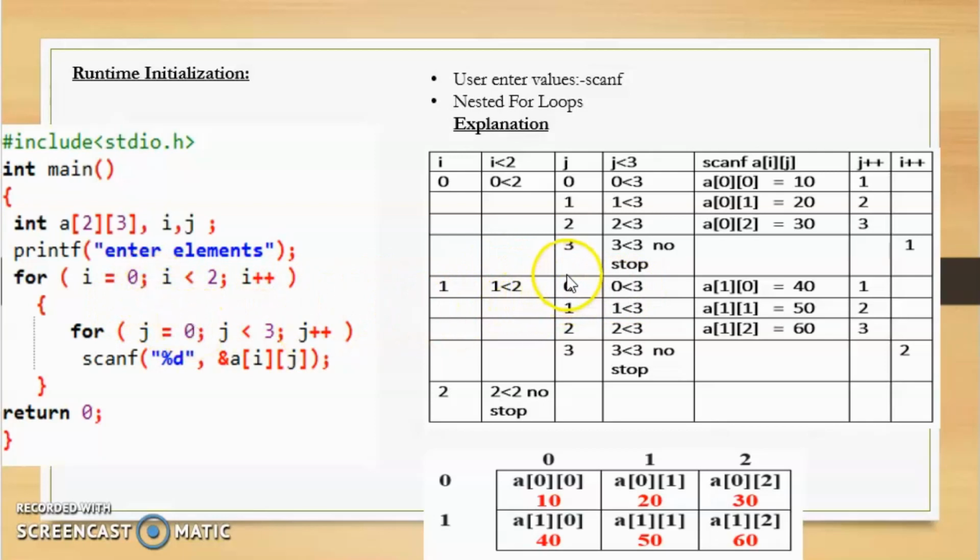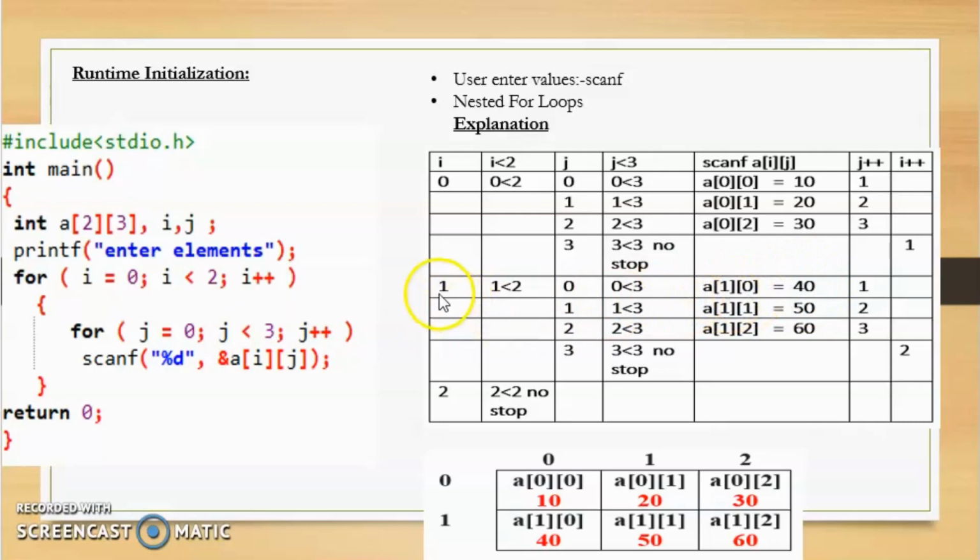So j value will become 0. It will check the inner loop condition, that is, it will check if 0 less than 3. This condition is satisfied, so it will execute this scanf statement. Suppose the user enters value 40, it will be stored at position 1, 0.